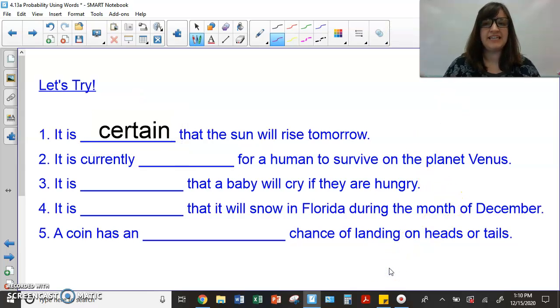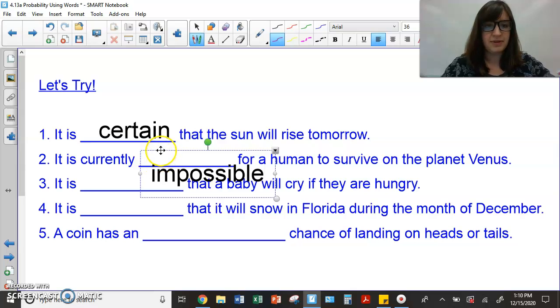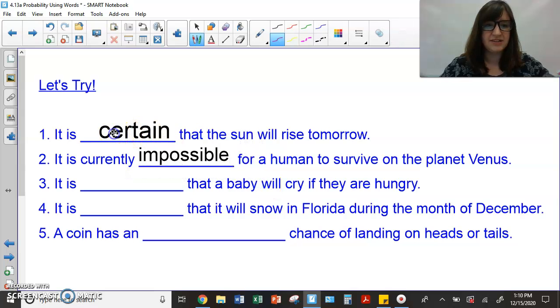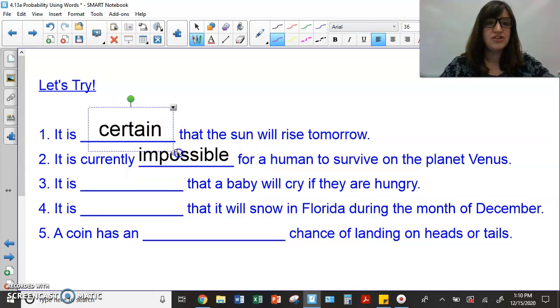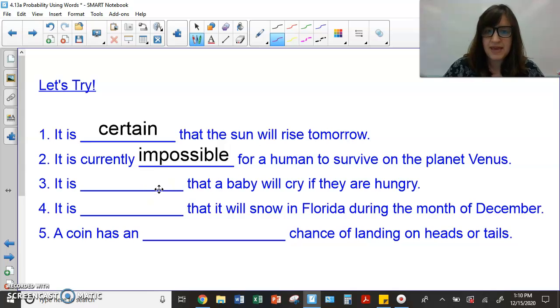Okay. It is currently blank for a human to survive on the planet Venus. Currently, with our technology, it is impossible for a human to survive on the planet Venus. The atmosphere is just way too thick and it is way too hot, and somebody could not safely survive on the planet Venus. Okay?